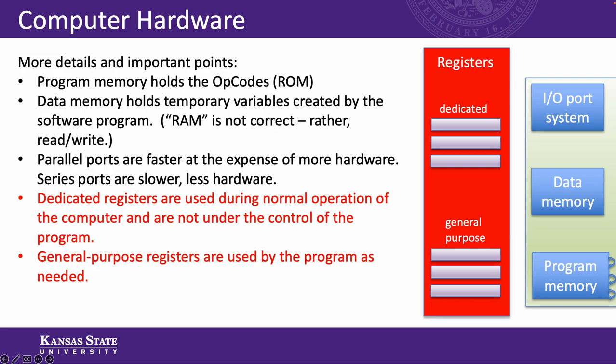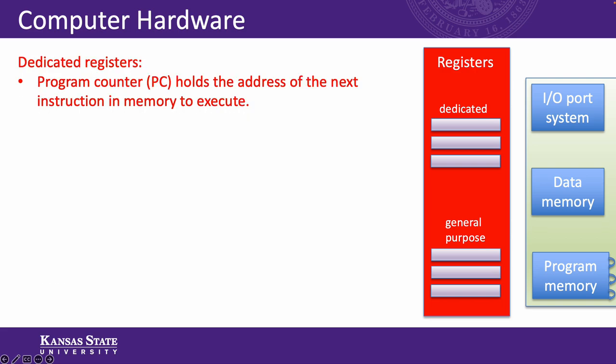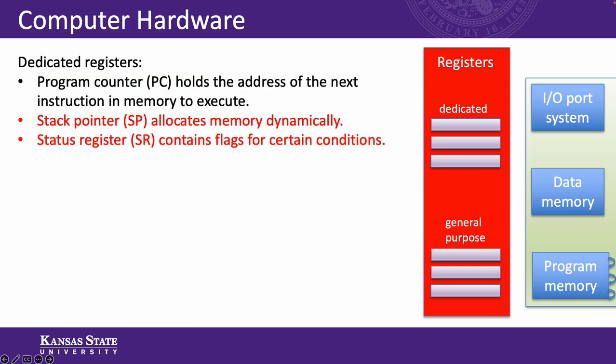Let's talk a little bit about dedicated registers. One dedicated register, we'll say, is the program counter. And this holds the address of the next instruction in memory to execute. It keeps track of where we're at in program memory. The stack pointer is something we'll talk about later, but I just want to bring it on your radar now. It allocates memory, or the stack, that is, allocates memory dynamically. And I don't want to say too much more about it right now.